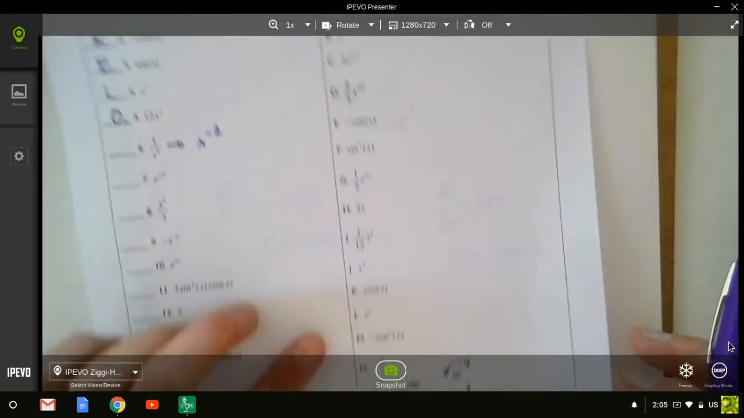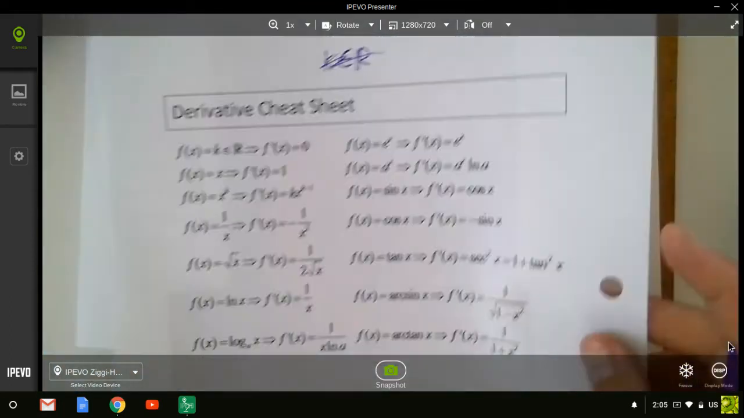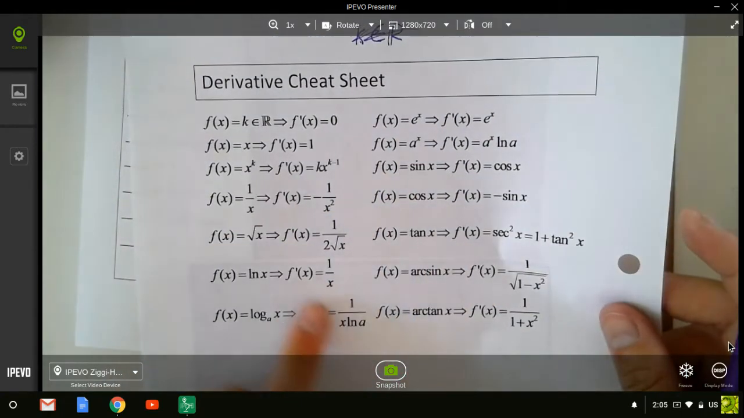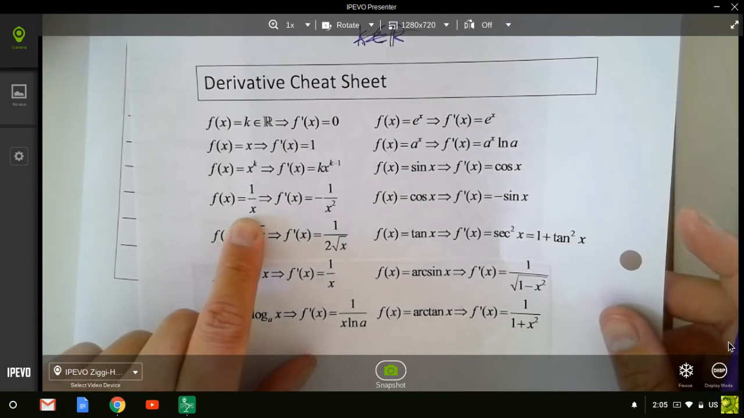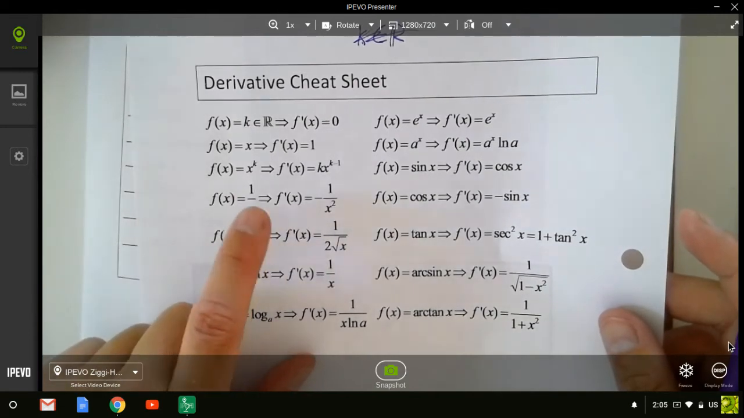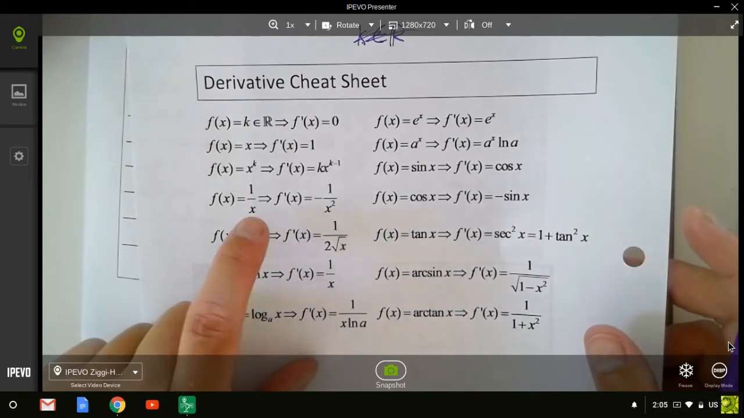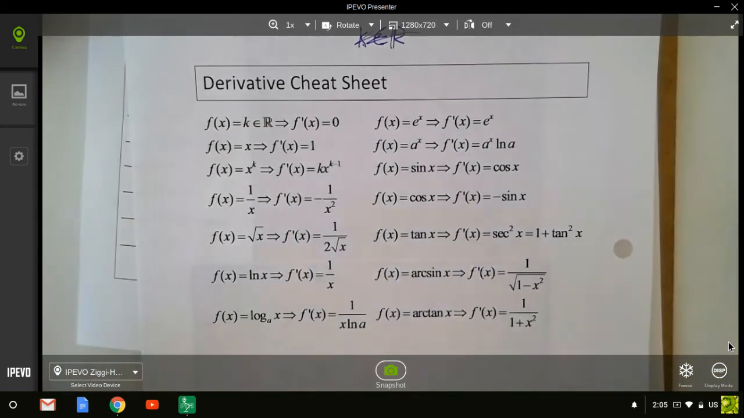Look on the derivative cheat sheet, except with the sort of negative. Does anybody understand why? Just as a reminder, back to those previous chapters a long time ago, why the derivative of 1 over x would be negative 1 over x? Why would that be?